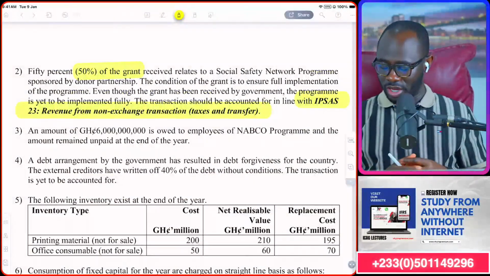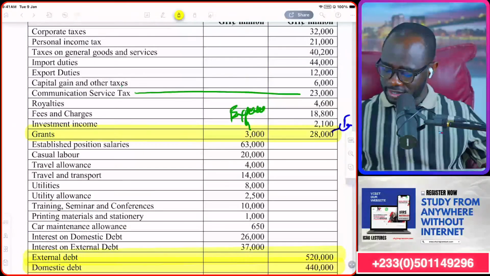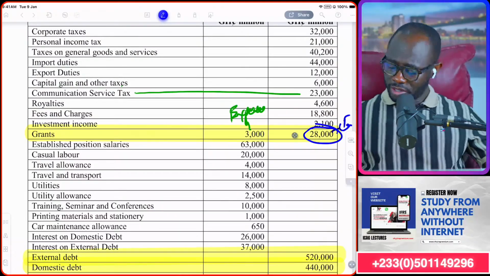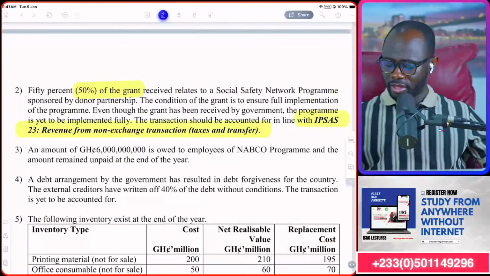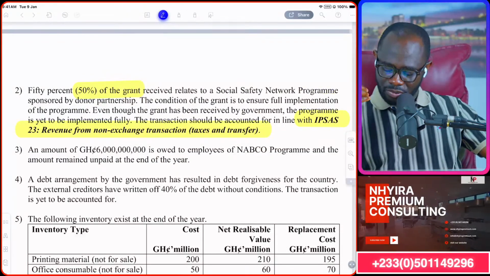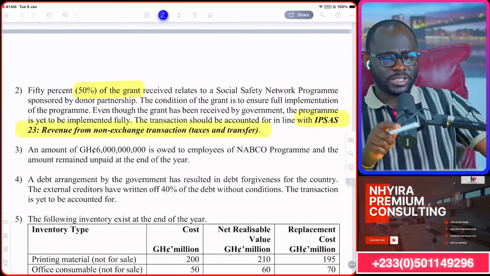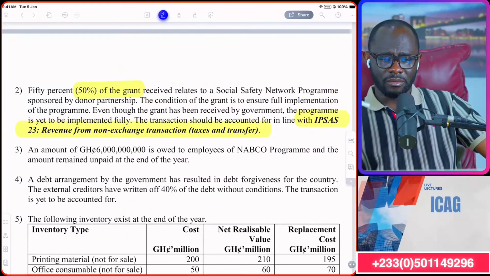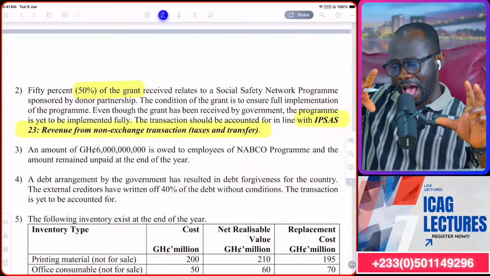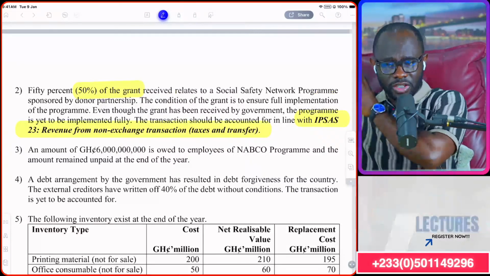Now let's come back to our scenario. Remember we saw grant earlier on the credit side, the 28,000. Now we are being told that, by the way, even though the grant has been received by the government, the program is yet to be fully completed. So since government has not completed the program, we cannot recognize the grant. It must be recognized rather as a deferred income, a liability in the statement of financial position.